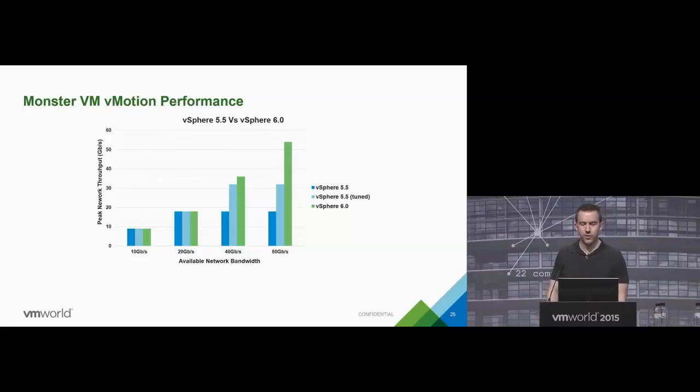You could, in theory, tune 5.5 to improve performance. There are ways to increase the number of helper threads that help the send and receive process in vMotion. It's not recommended. If you really need to get that extra performance out of 5.5, we can help you do that. But 6.0 out of the box just works. It doesn't quite hit line rate with the 60 gig NIC, but it gets close, right? And so we're continually trying to optimize that and improve that. But with 6.0, we are almost able to saturate a 60 gig NIC, which we're pretty excited about.